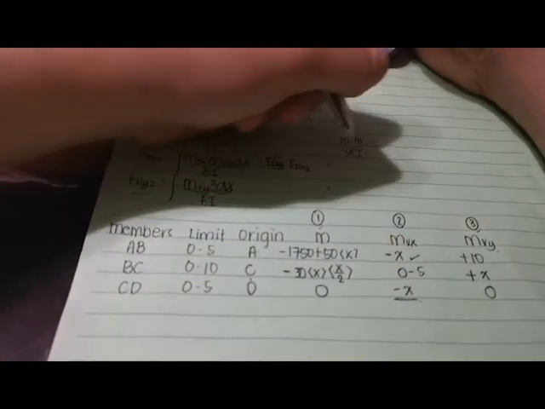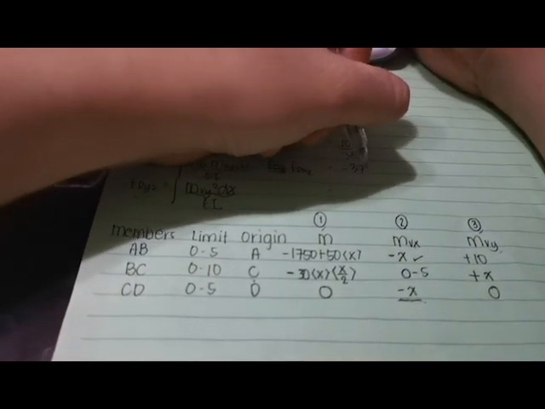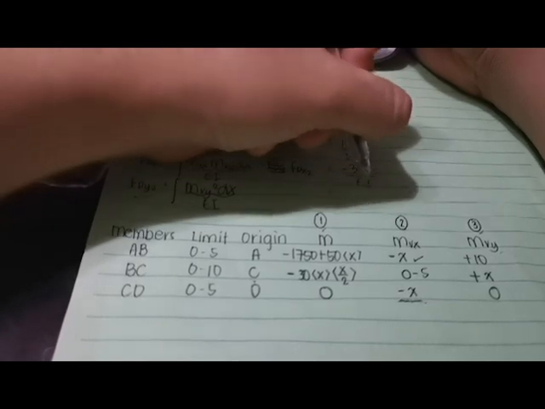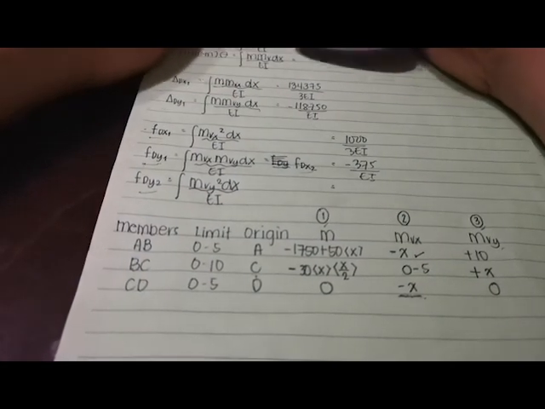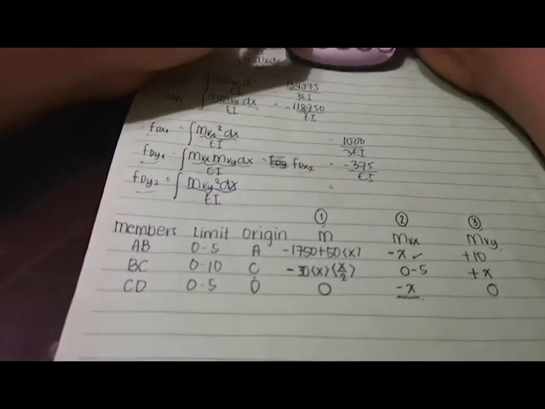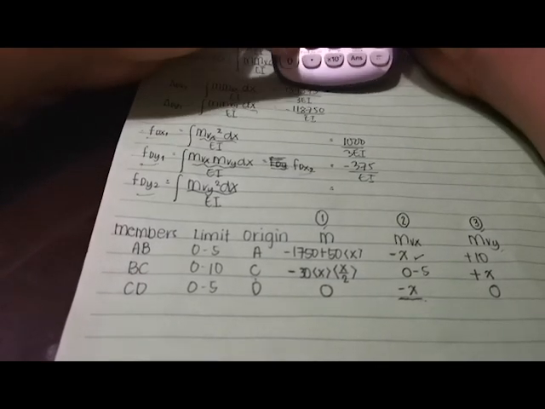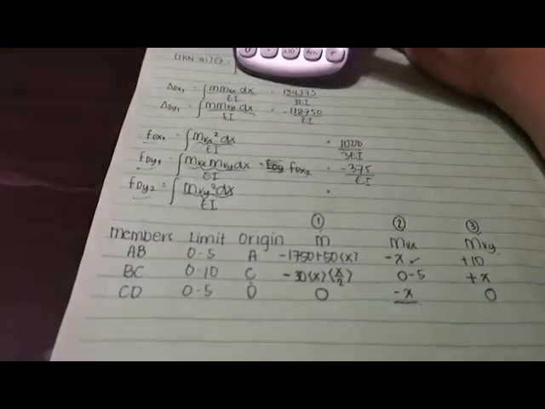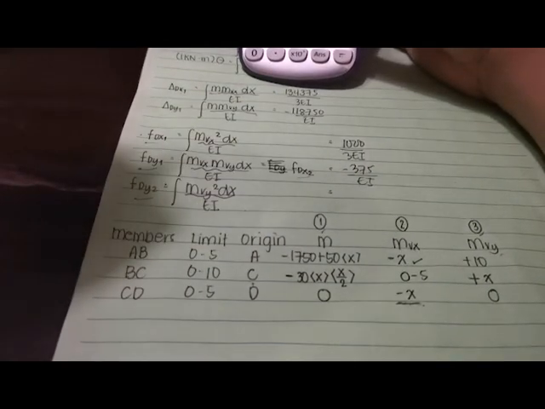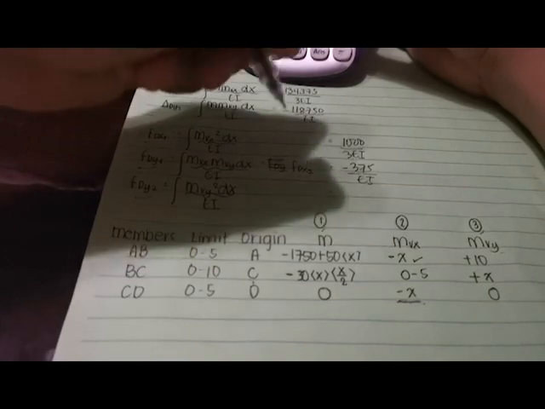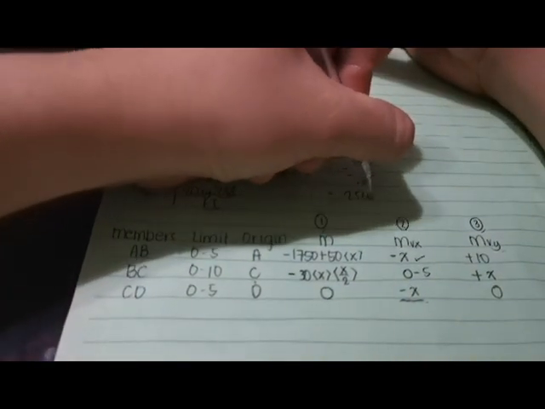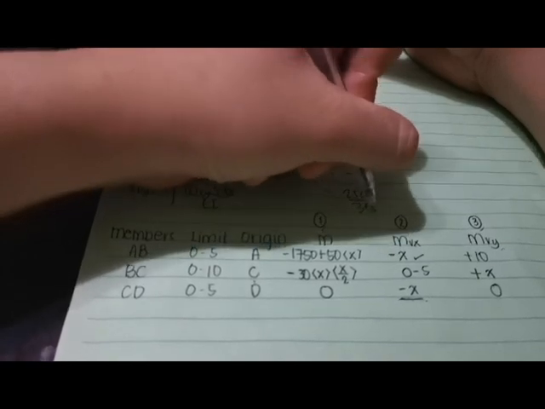This is equal to negative 375 over EI. Next, the integral of 10 squared from 0 to 5 plus the integral of x squared from 0 to 10. Your f dy2 is now equal to 2,500 over 3EI.